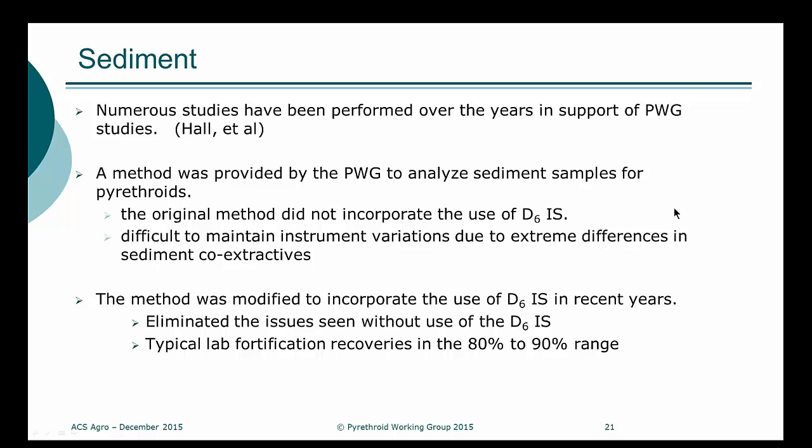This original method did not incorporate the use of D6 IS. It was very difficult to run. Instrument variations were due to extreme differences in the sediment, which could have been sandy or clay, numerous situations. This was a precursor to all the work mentioned above. So we eventually modified this method to incorporate the use of the D6 IS and eliminated all the issues we saw previously. Typical recoveries for this range in the 80 to 90%.